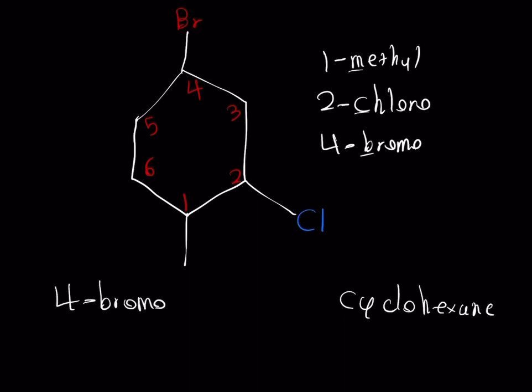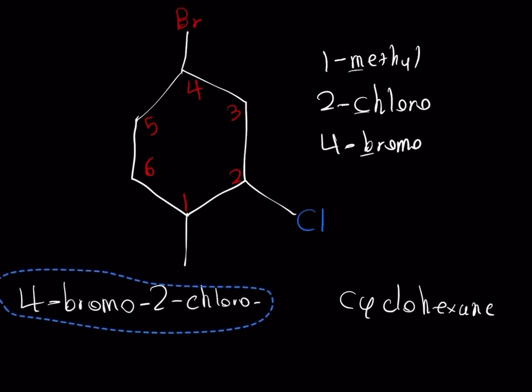And then the next in the alphabet is C. So we're going to go with 2 chloro. And then I'm running out of space, so I'm going to move everything to the left. We have 1 methyl, cyclohexane. So that's how we name this 6-membered ring.